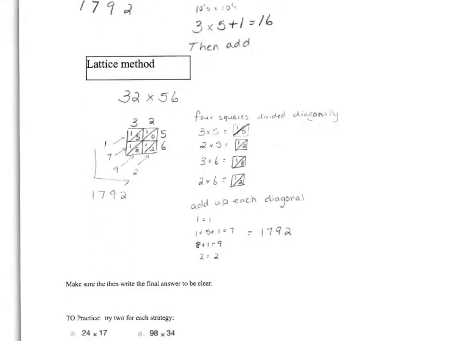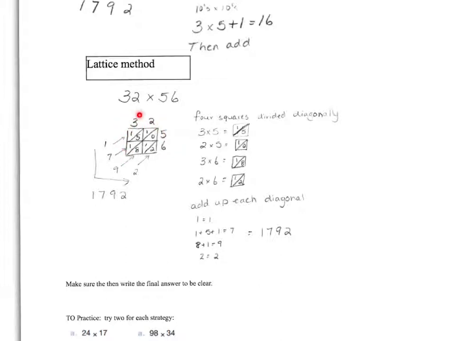The last one is lattice method, and it's just kind of cool. Works really well with bigger numbers, I've found. So again, 32 times 56 are our numbers. So 32 at the top, 56 on the side. You need to draw a grid.